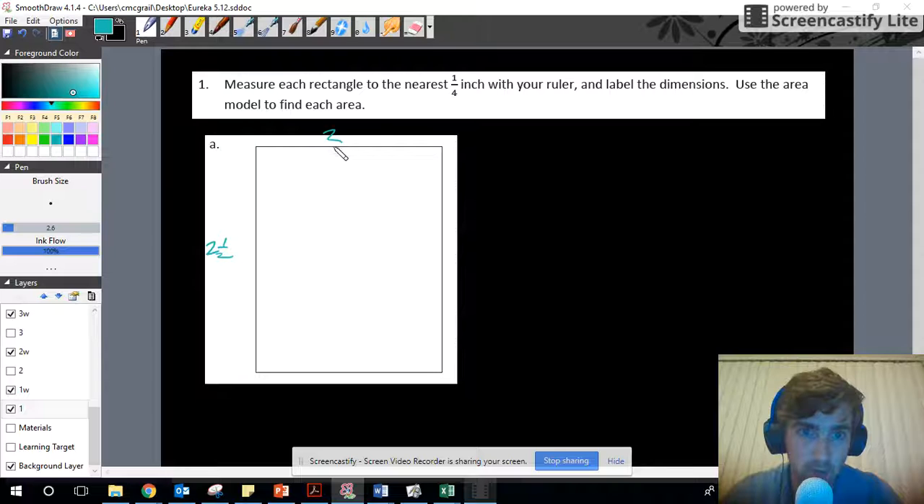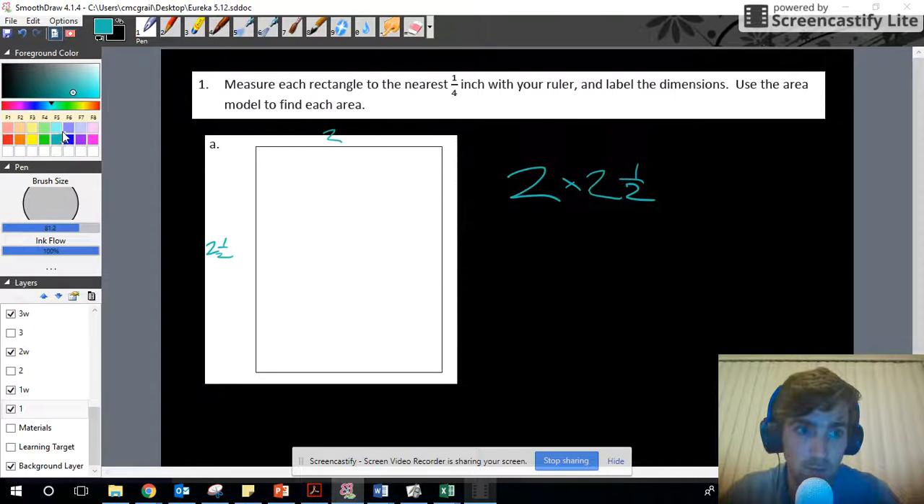So here's what we are going to do. On my first side, we don't need to split this up at all because I just have a whole number. On the second side, though, it's 2.5, and I do need to split that up. I'm going to split it up into whole number and fraction. So my 2 goes up here and my 1/2 goes down here.